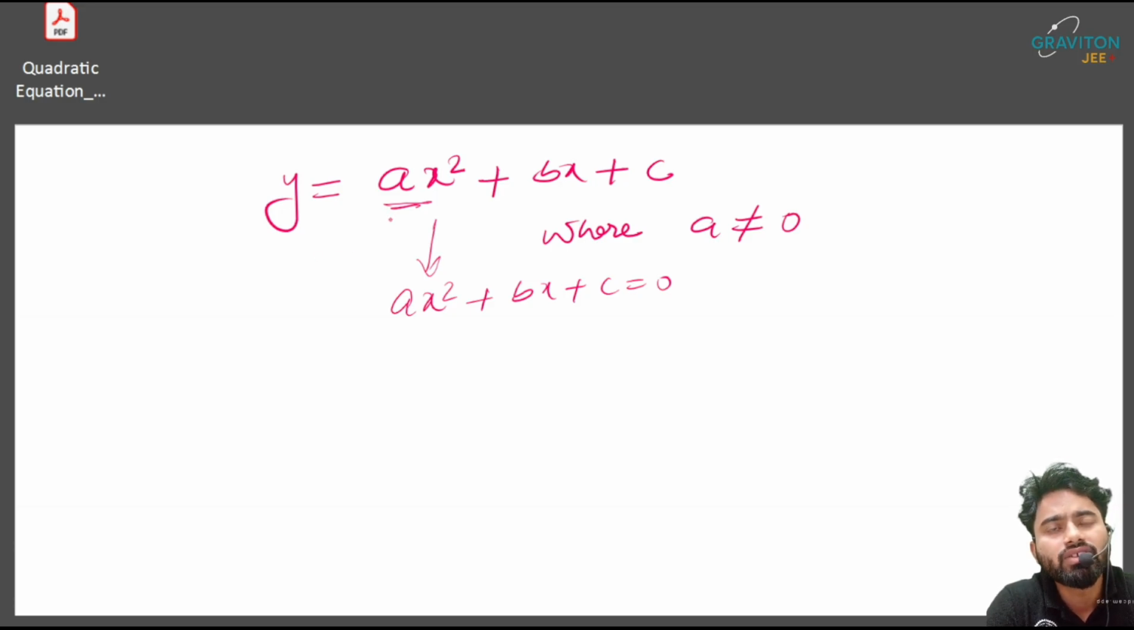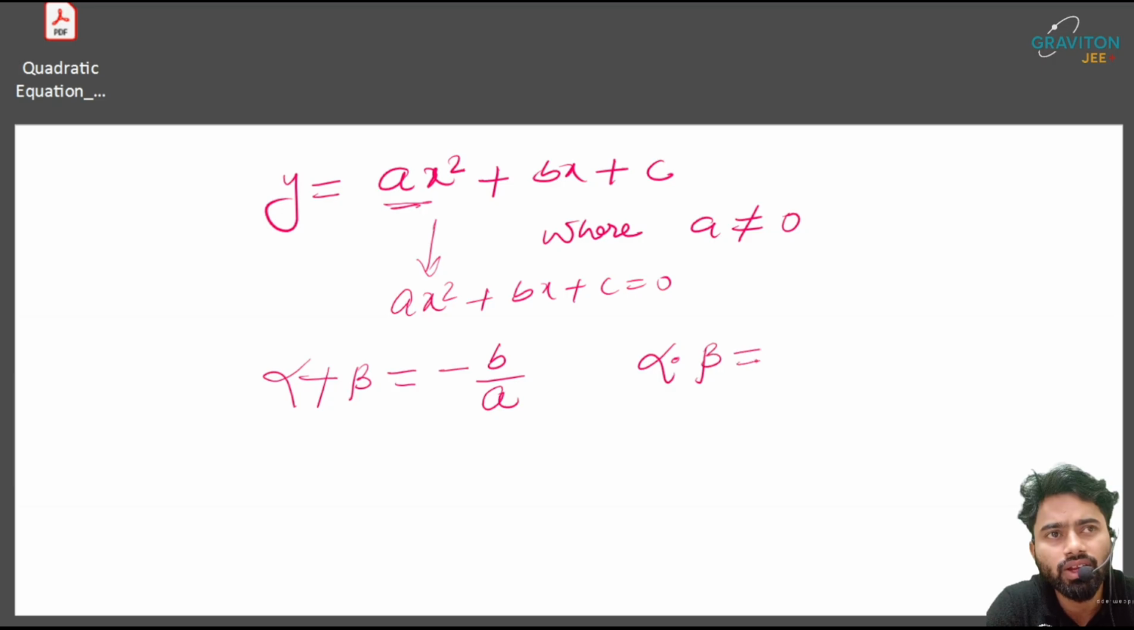In the last lecture I also discussed the relationship between the roots of this quadratic equation and its coefficients. If alpha and beta are the roots of this quadratic equation, then alpha plus beta is equal to minus b upon a, and alpha times beta is equal to c upon a, where b is the coefficient of x, a is the coefficient of x square, and c is the constant term.